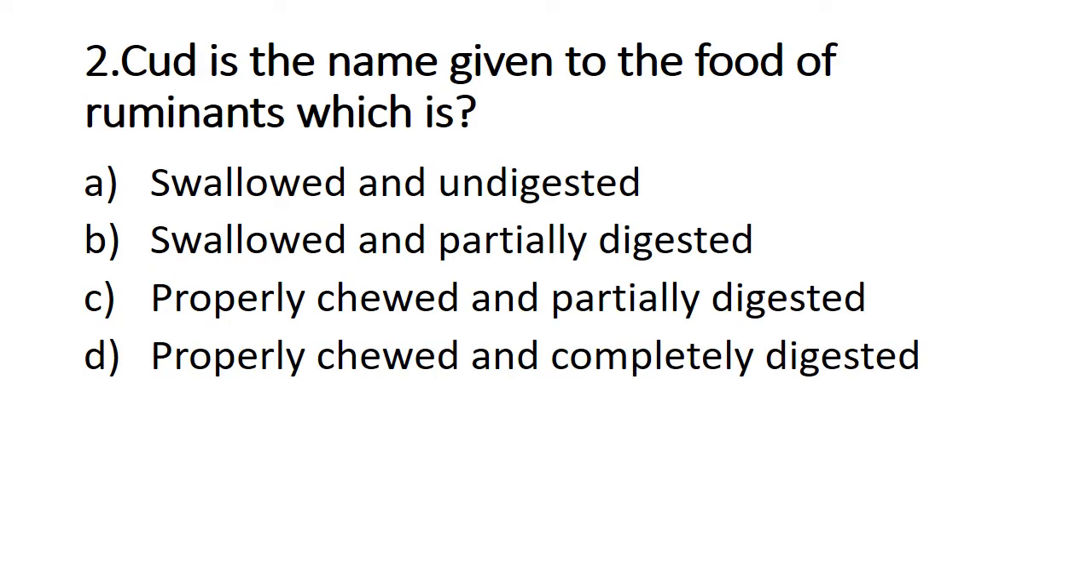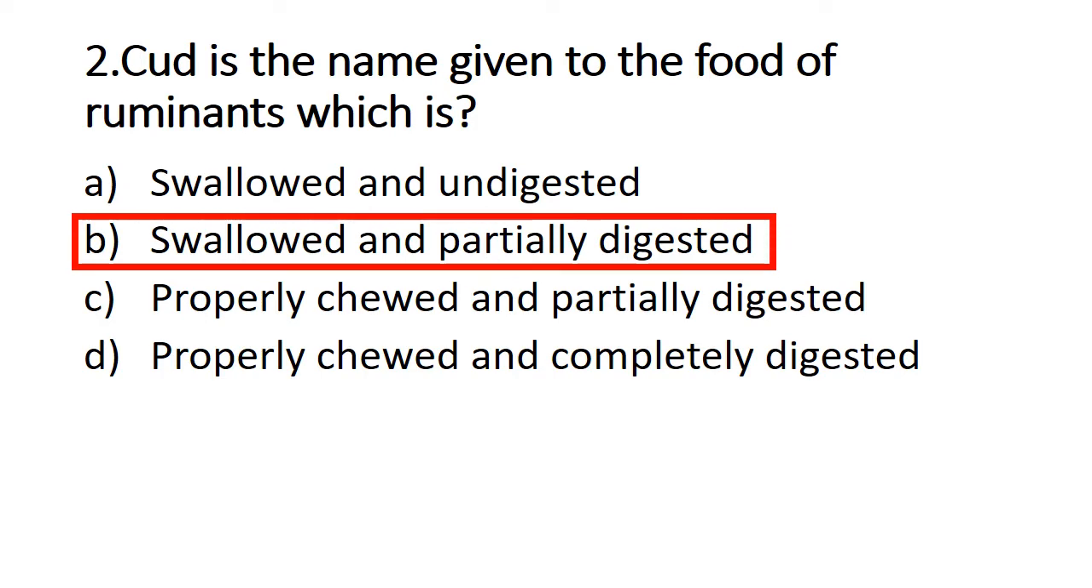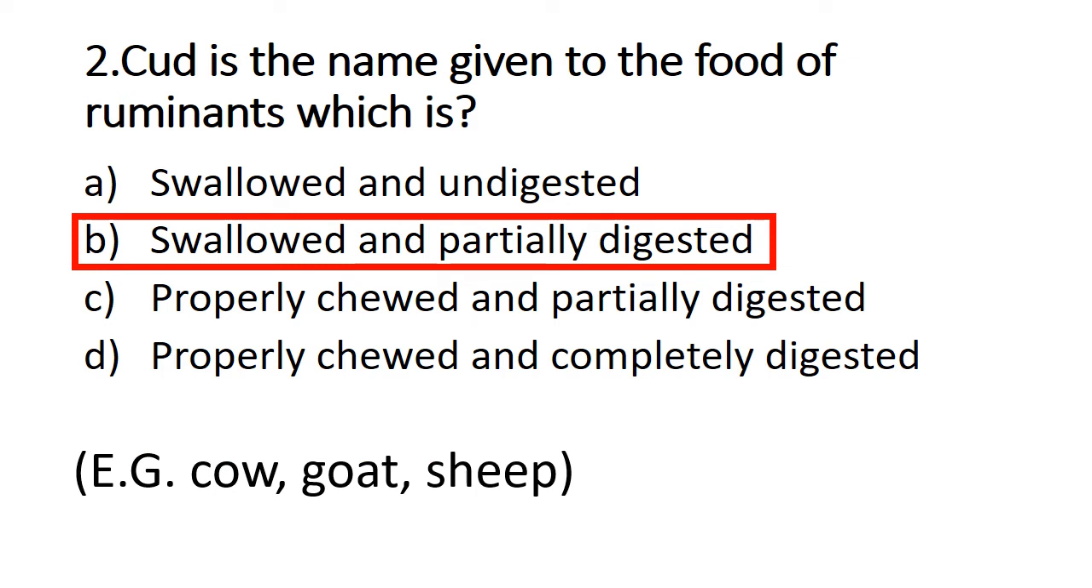Cud is the name given to the food of ruminants which is A. Swallowed and undigested, B. Swallowed and partially digested, C. Properly chewed and partially digested, or D. Properly chewed and completely digested. So the correct answer is option B, swallowed and partially digested, and this activity is performed by animals like cow, goat, sheep, etc. So let's see the third question.